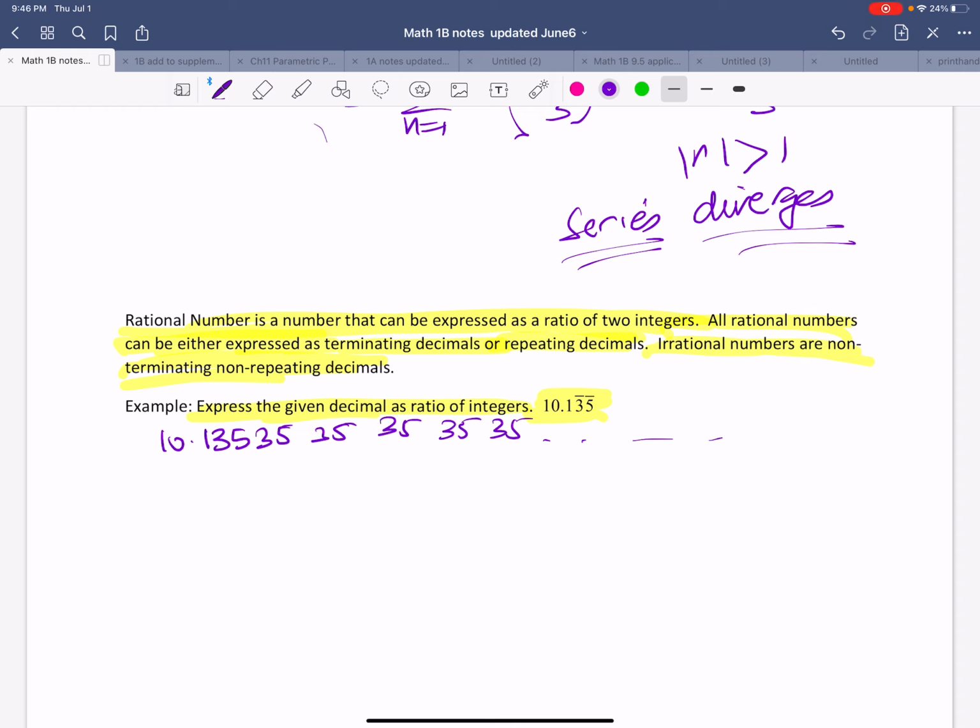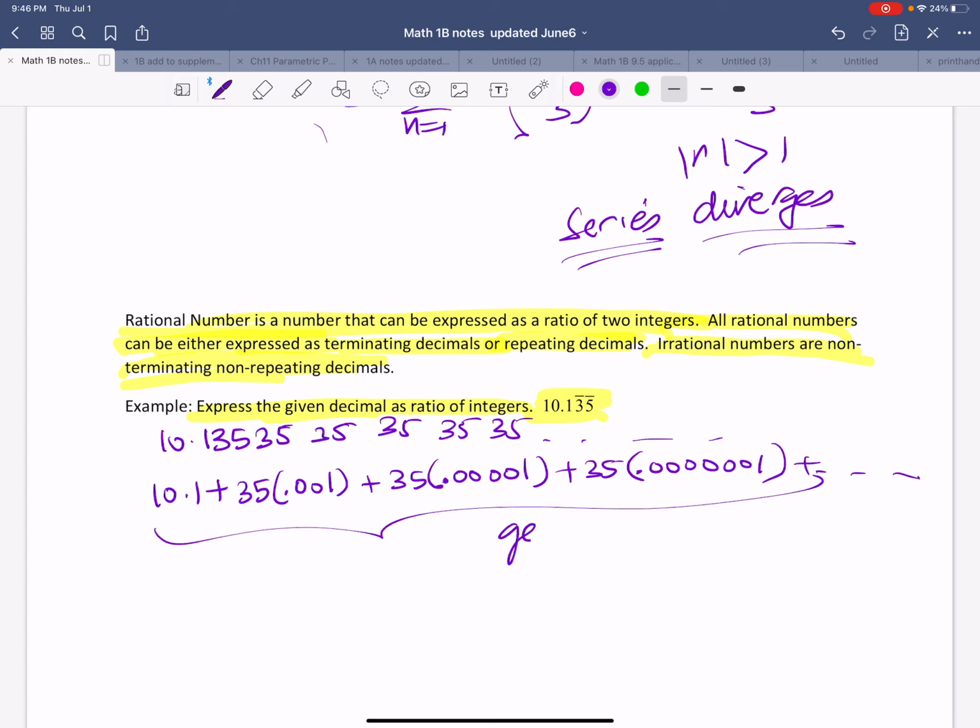It goes on forever. So I can say this is 10.1 plus 35 times 0.001 plus 35 times 0.00001 plus 35 times 0.0000001, and so on. So this actually becomes a geometric series now. This becomes a geometric series with a given first term, which is 10.1, and the common ratio is 0.001. So my A is 10.1 and the common ratio is 0.001.